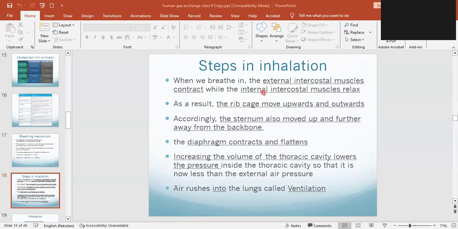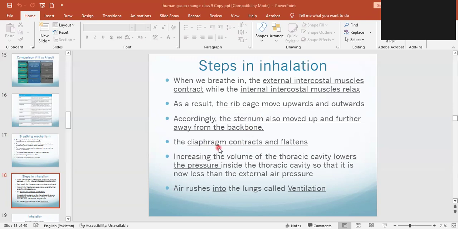Inhalation: what are the important key points? When we breathe in, the external intercostal muscles contract and the internal intercostal muscles relax. What happens as a result? Your rib cage moves upward and outward, right? And inside, when the volume increases, the pressure decreases, which allows the atmospheric air to rush into your lungs. Okay?